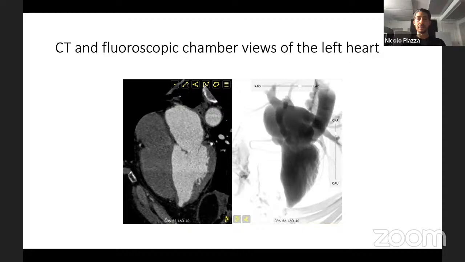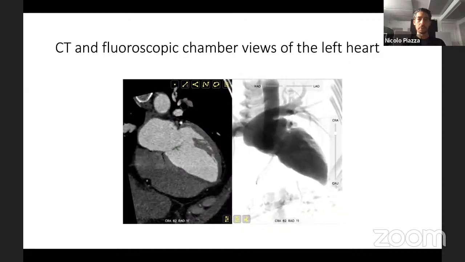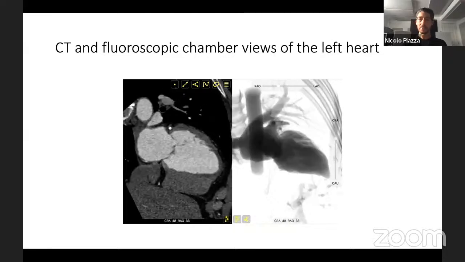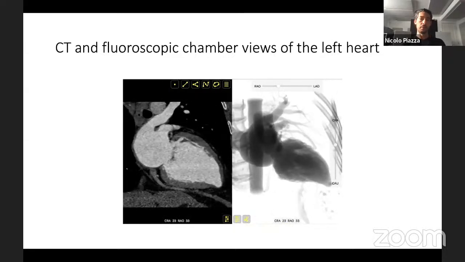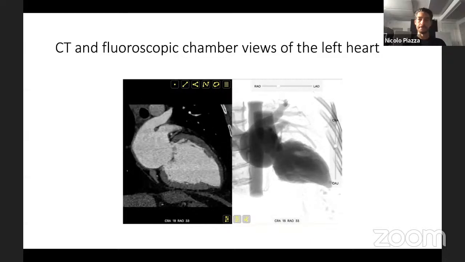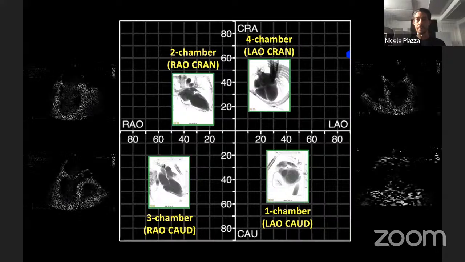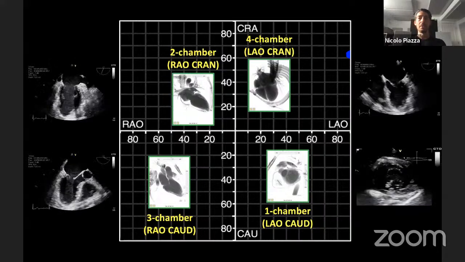and if we go to the RAO 30, cranial tenable, shallow RAO cranial, which is our typical LV gram we perform in the cath lab every day, we get the 2-chamber view with overlap of the aortic and mitral valve. And so this is the fluoroscopic formula for chamber views on the left side of the heart. You have the 1, 3, 2, and 4 in LAO caudal, RAO caudal, RAO cranial, and LAO cranial respectively. And those are the corresponding echocardiographic images that we might see as well.